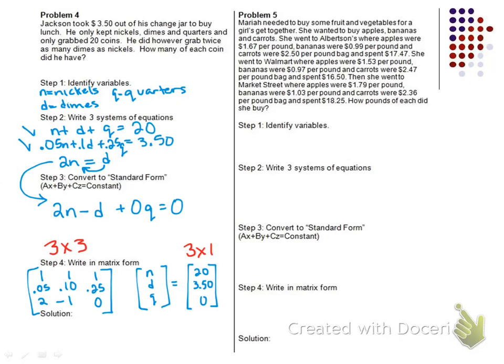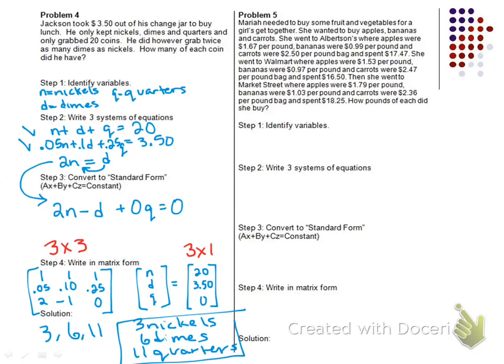Okay, I want you to use your calculator and put in the matrix equation and see if you can come up with the solution. In your calculator, you should have a 3 by 3 and a 3 by 1. Okay, your final answer should be 3, 6, 11. So you would write that 3 nickels, 6 dimes, 11 quarters. You need to write it with the words. That's the final answer.